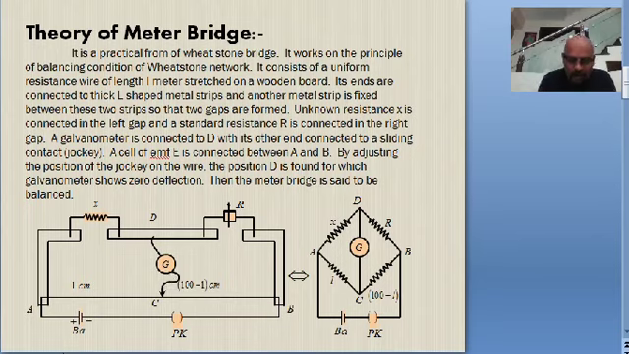Now, in one pair of opposite corners, between A and B, a battery and a plug key are connected. In the other pair of opposite corners, D and C, a galvanometer of resistance G is connected. So this is the construction and the theory of the meter bridge. Now, we will learn the working of the meter bridge, how it works.